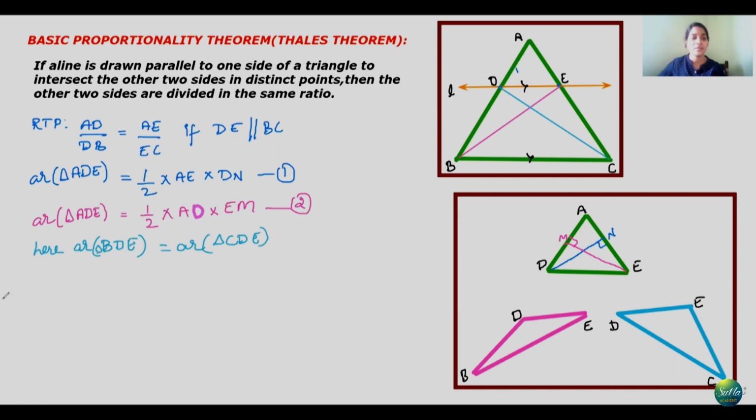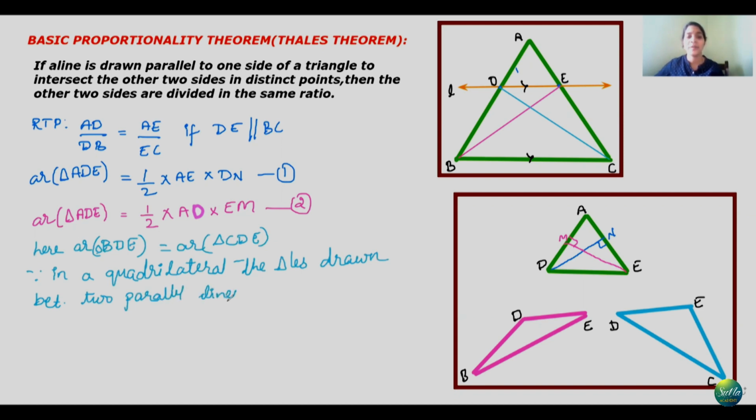Why are they equal? Since triangles drawn between two parallel lines with a common base have equal areas. What is the common base? We can see here, DE is the common base for the two triangles. So then their areas are equal. This is the statement we are using to prove the basic proportionality theorem. So here the two areas are equal.